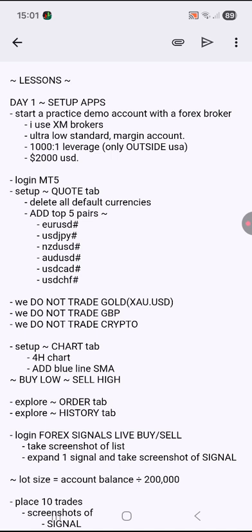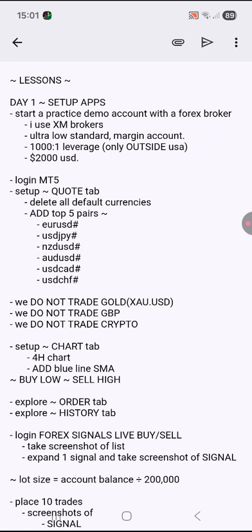And we want to open an ultra low standard margin account. That's what it's called, margin trading, margin account. We're putting up some money and we're using a large amount of our broker's money. That's called a margin account. We want to be at 1,000 to 1 leverage, which you can only get outside of the United States. So we're putting up $1,000, say, for example, and we're using $1 million of our broker's money on each trade, or a portion of that.